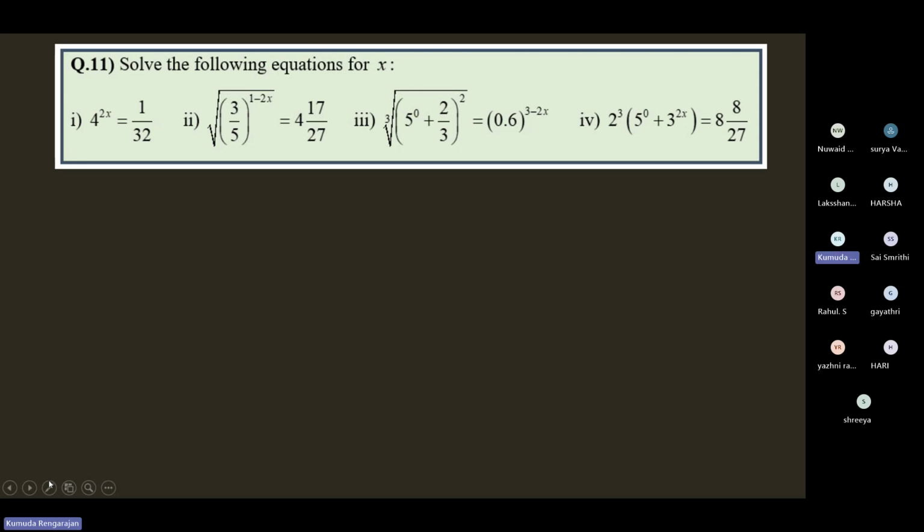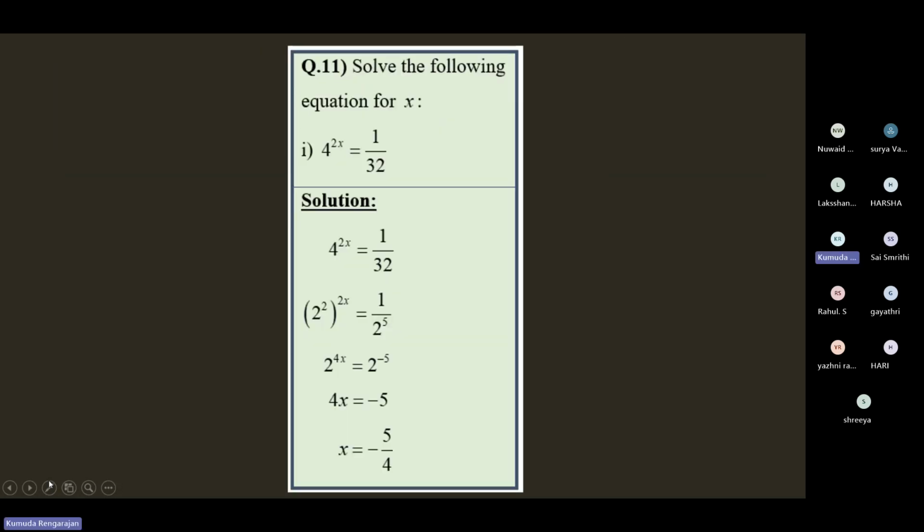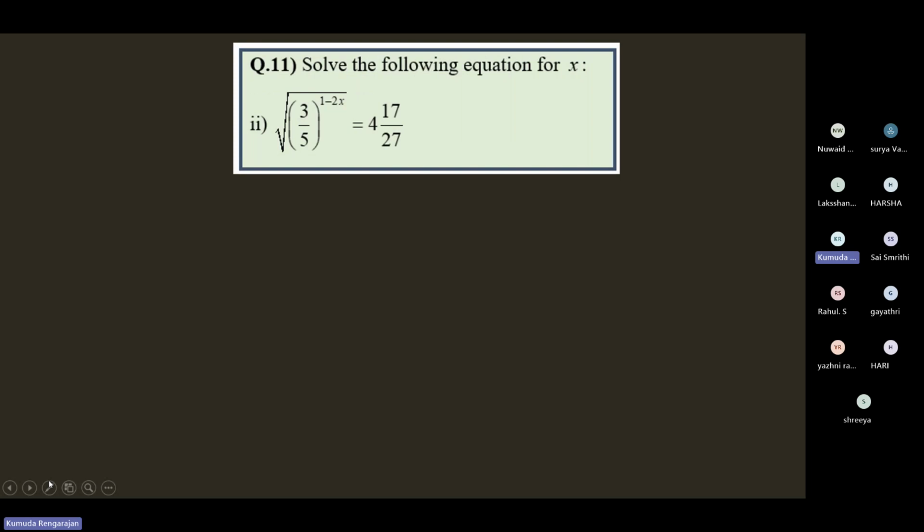11, as I mentioned earlier, it's mostly numerical. So there's this x everywhere, and you'll have to solve to find the value of x. I'm sure with the help of the solution, they provided the solution. I'll be sharing this with you on WhatsApp. Very simple. So you can do this.